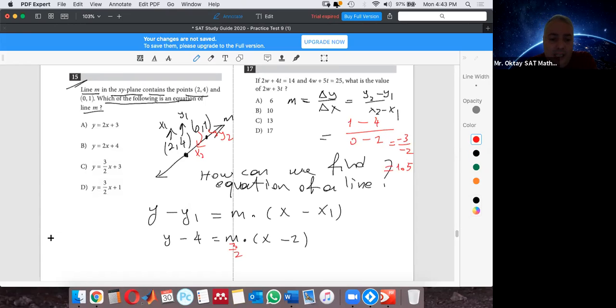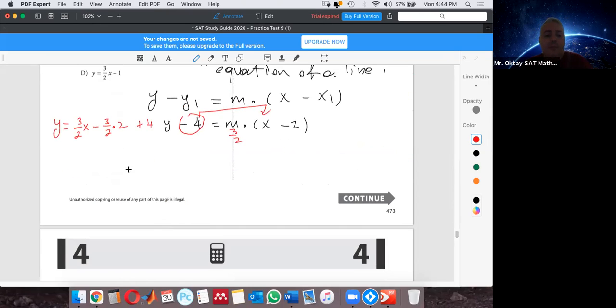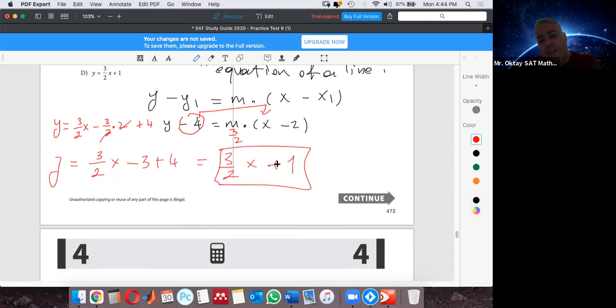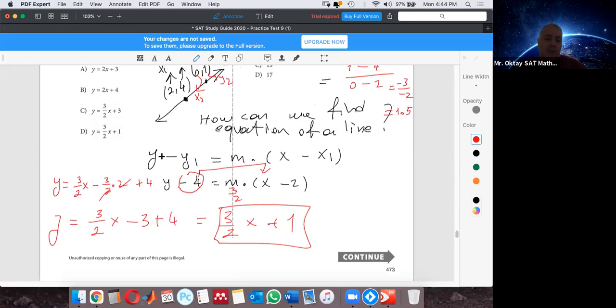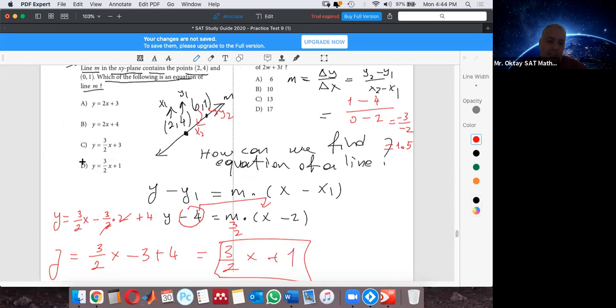So then the result is y is equal to 3 over 2x minus 3 over 2 times 2. If we take this negative 4 to the other side, it will be positive 4. Is it okay? So y is equal to 3 over 2x, simplify, negative 3 plus 4. Finally, it is positive 1. Finished. 3 over 2x plus 1. Do we have it? Yeah, it is D. 3 over 2x plus 1.